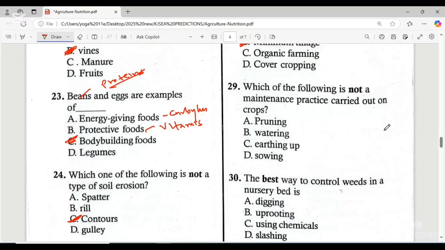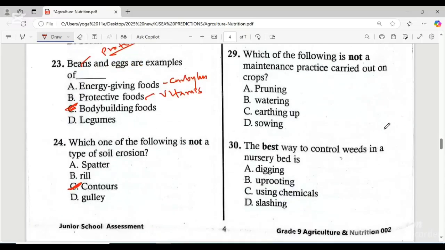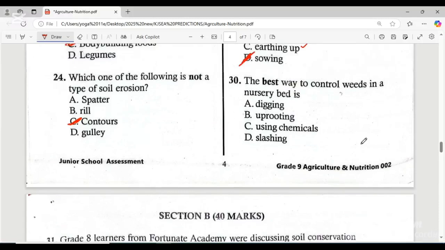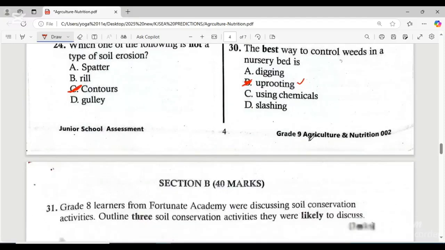Which of the following is not a maintenance practice carried out on crops? Pruning is a maintenance practice, watering, weeding, sowing is not. The best way to control weeds in the nursery bed is digging, uprooting, using chemicals, slashing. It is uprooting. In a nursery bed, you need to uproot the weeds. That is the best way to control them.